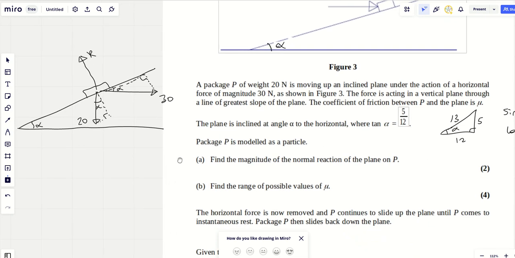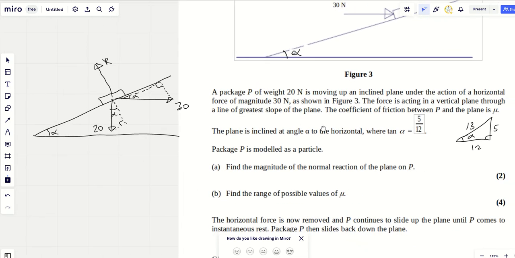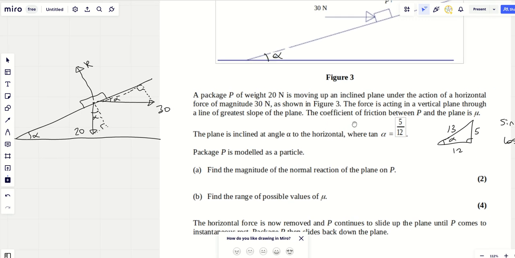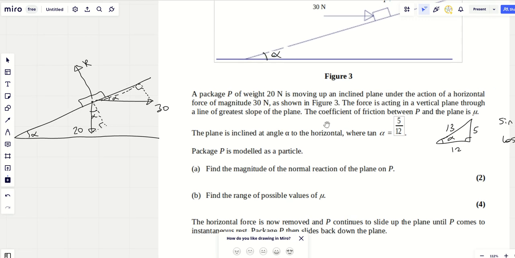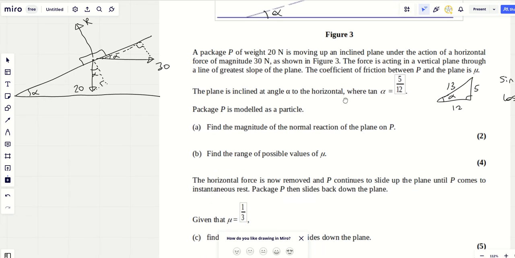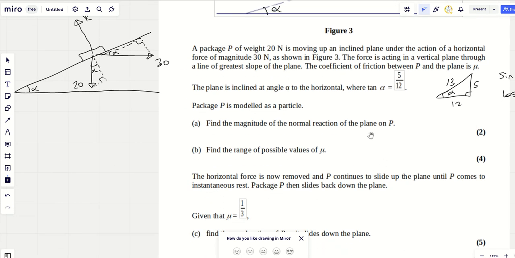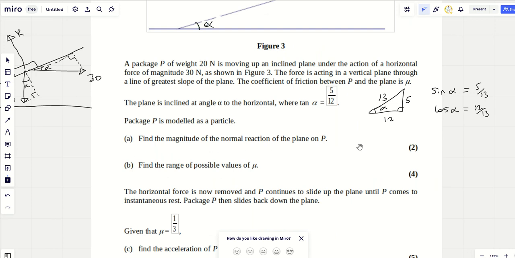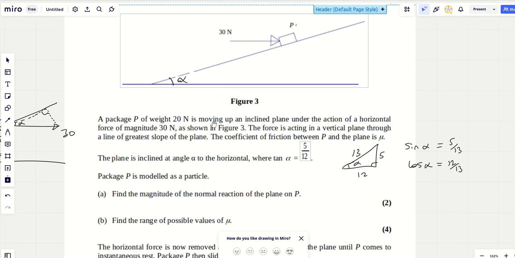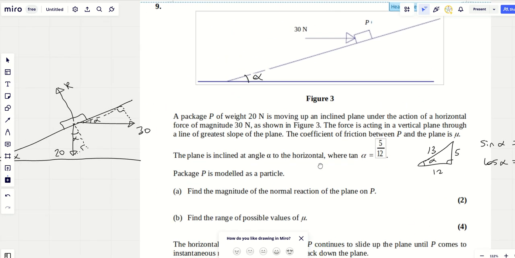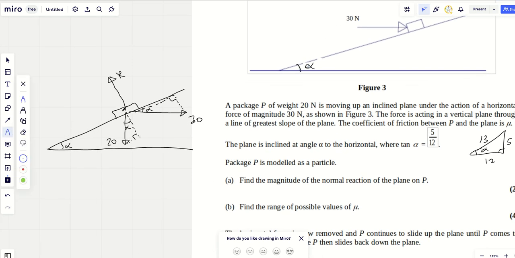Now, is this rough? Yep, it's rough. And is this moving up or down the slope? It's sliding up the plane, I think. Let me just read this up here. A package of weight 20 is moving up an inclined plane. If it's moving up an inclined plane, friction must be going down the plane. That's the most difficult thing. And if it's moving, friction will be at maximum. Okay, so we've got the diagram drawn all right there.